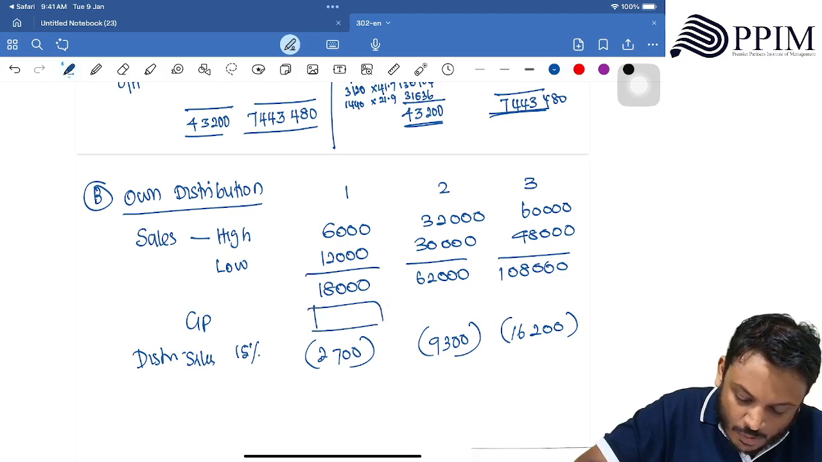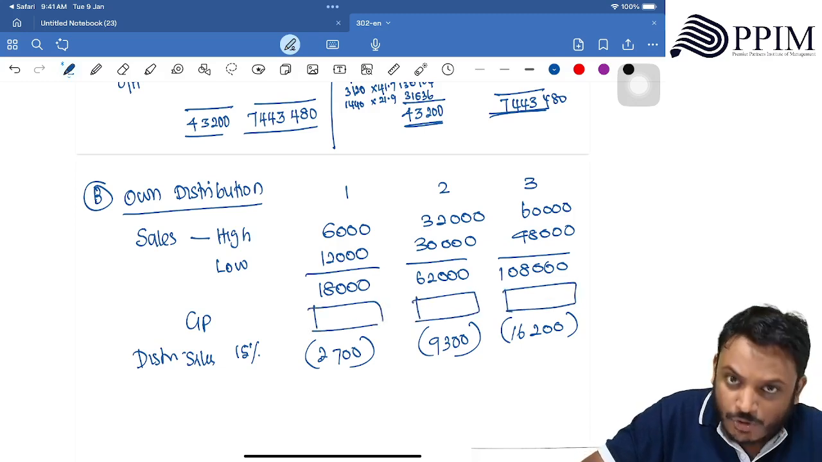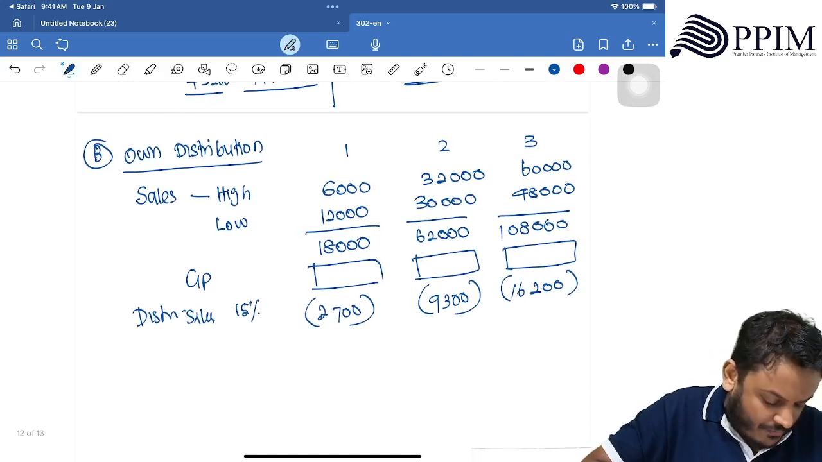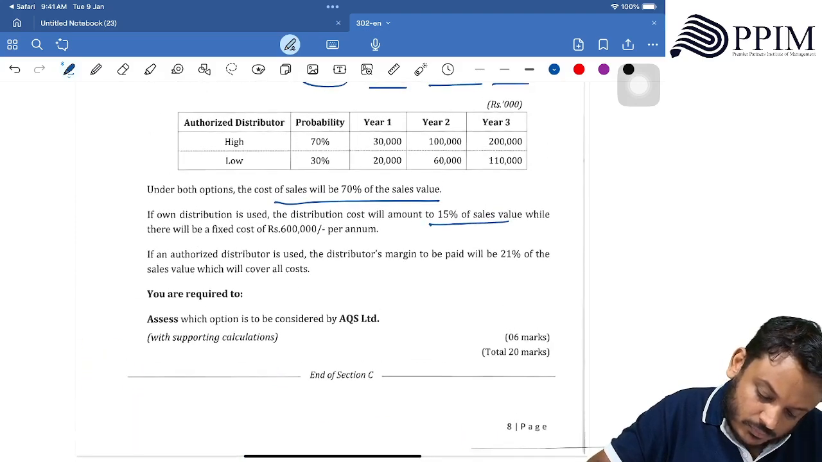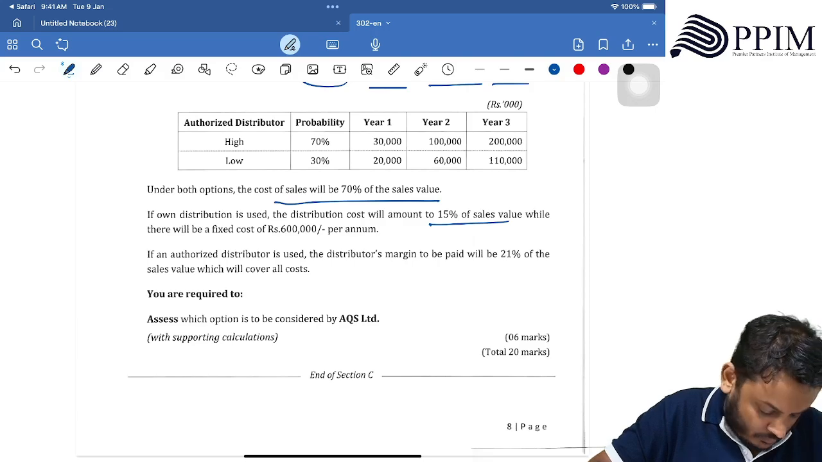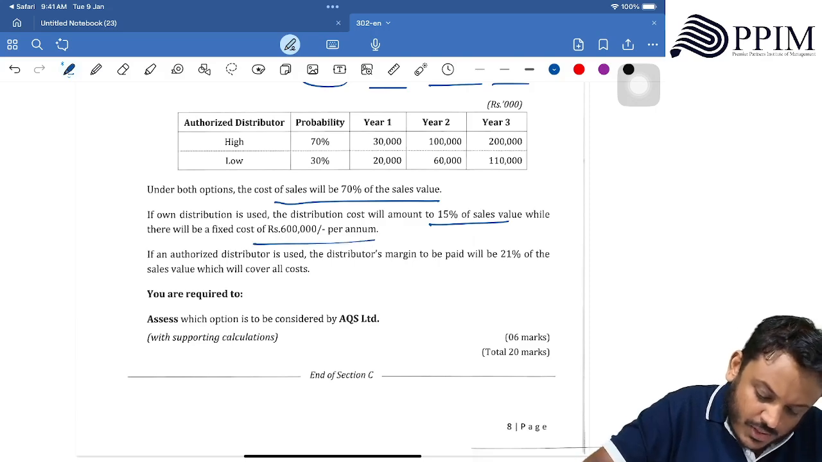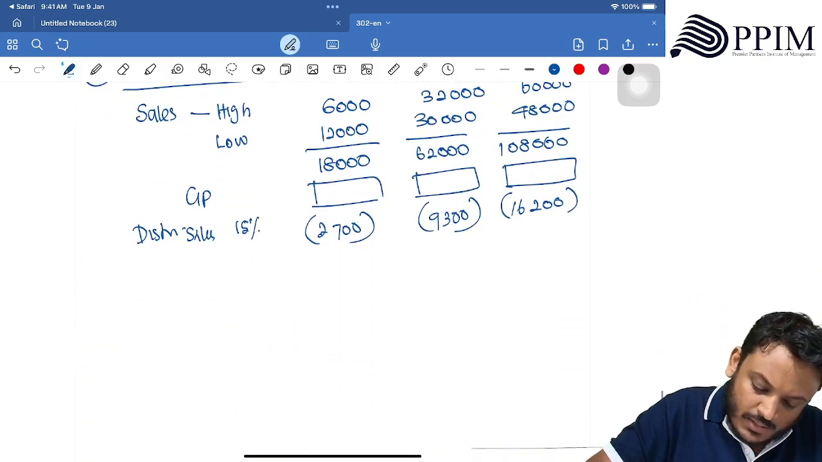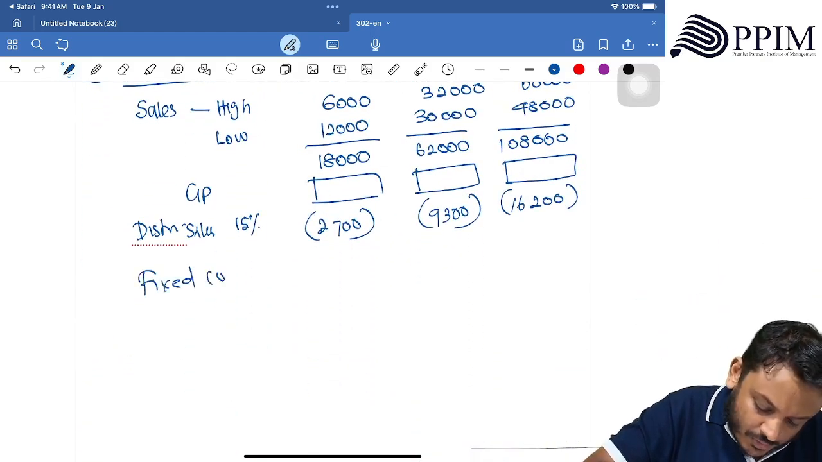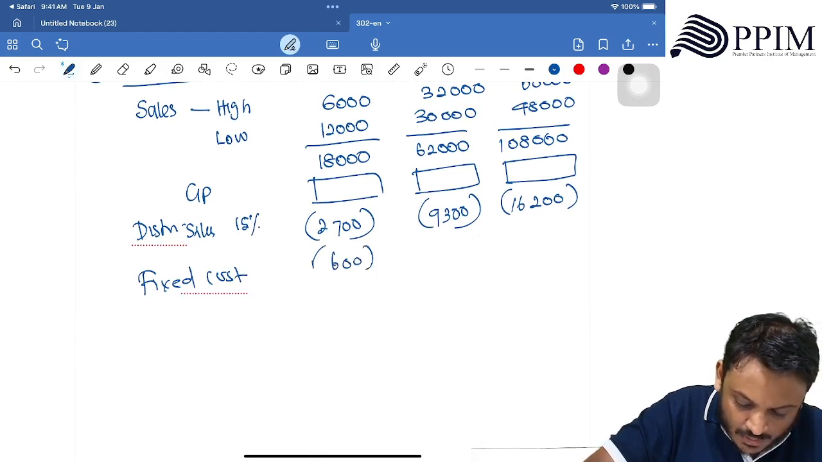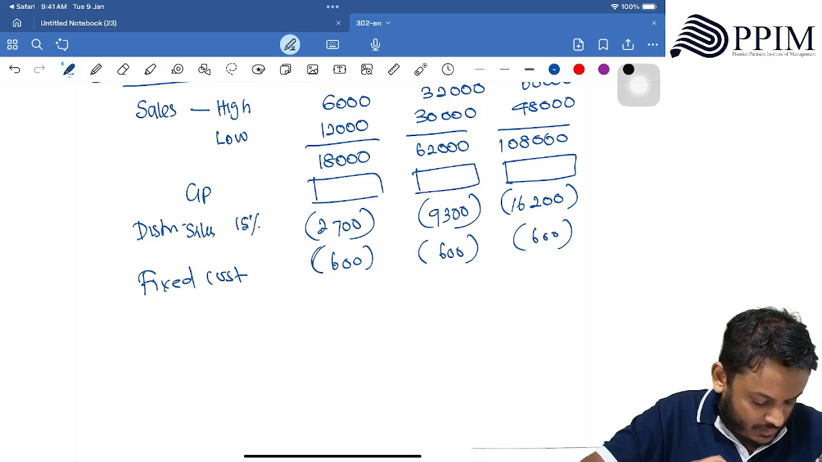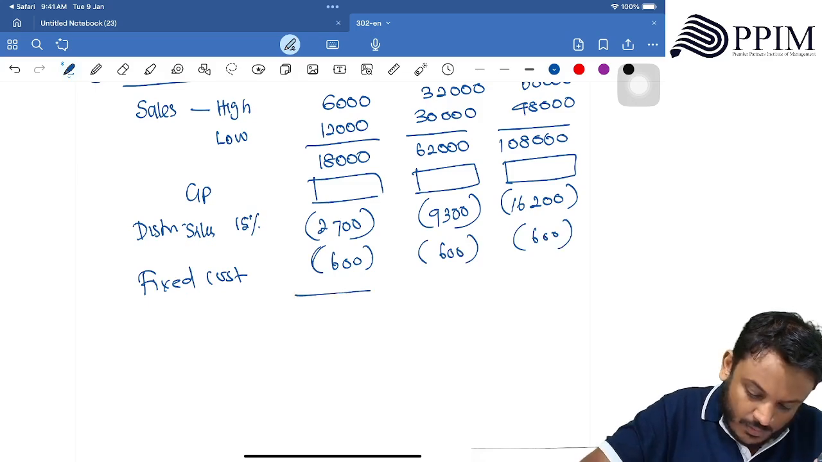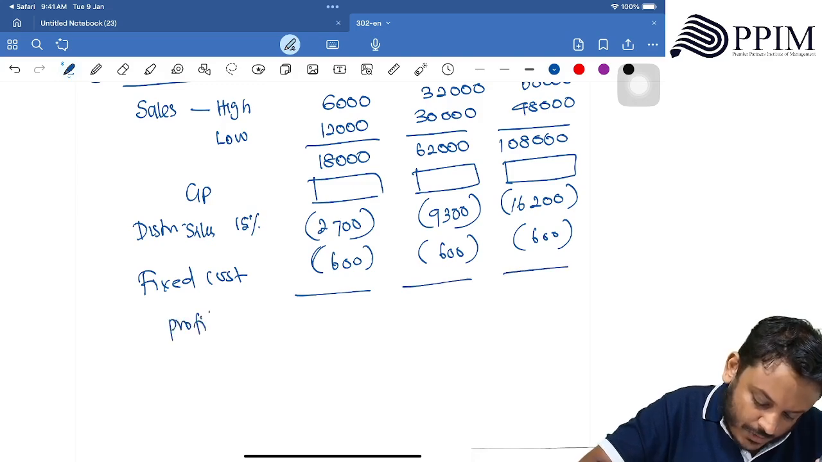Gross profit margin we don't know, we didn't calculate yet. Then students, after distribution, is there any cost? Fixed cost is 600,000. So there is a fixed cost, 600,000. Then you end up with the profit.